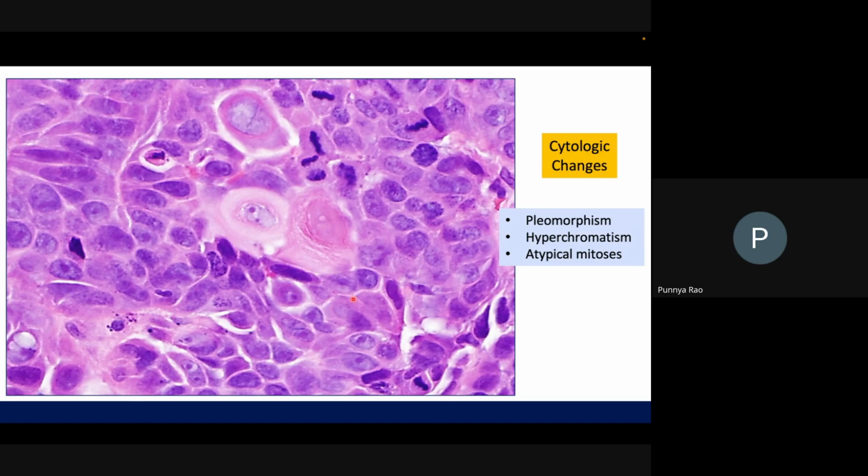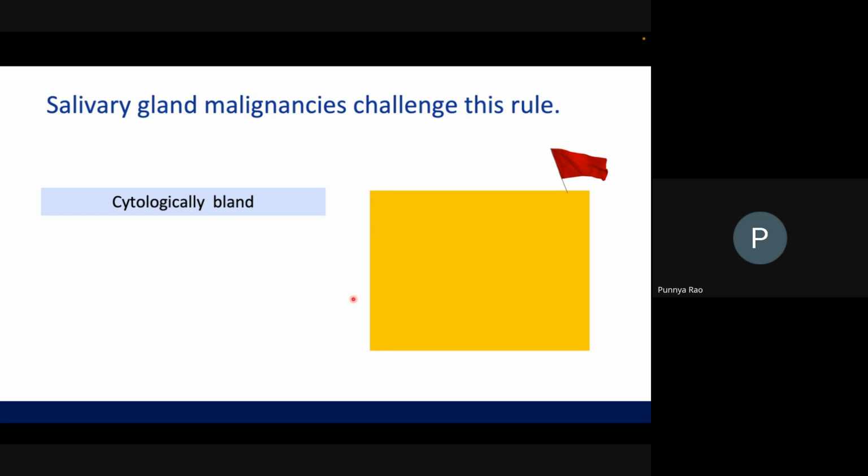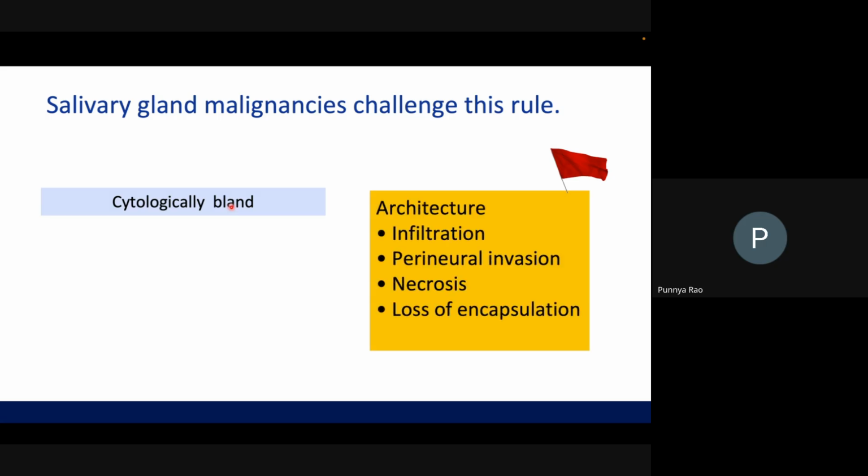But when you come to salivary gland tumors, they are cytologically bland. So they challenge this rule of pleomorphism, hyperchromatism, and atypia. Most glandular epithelial cells are, by nature, hyperchromatic, so you cannot say that they are malignant. So what are the red flags that you have to look for? Cytology is not going to help you much when you're diagnosing malignant salivary gland tumors. What you need to fall back on is architecture. You have to look for infiltration, perineural invasion, presence of necrosis, and loss of encapsulation. These are the keys that will point to malignancy in salivary gland tumors.